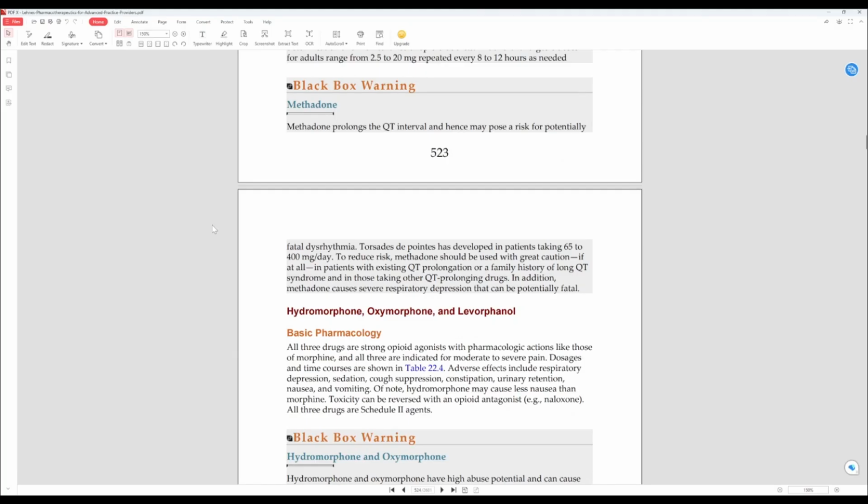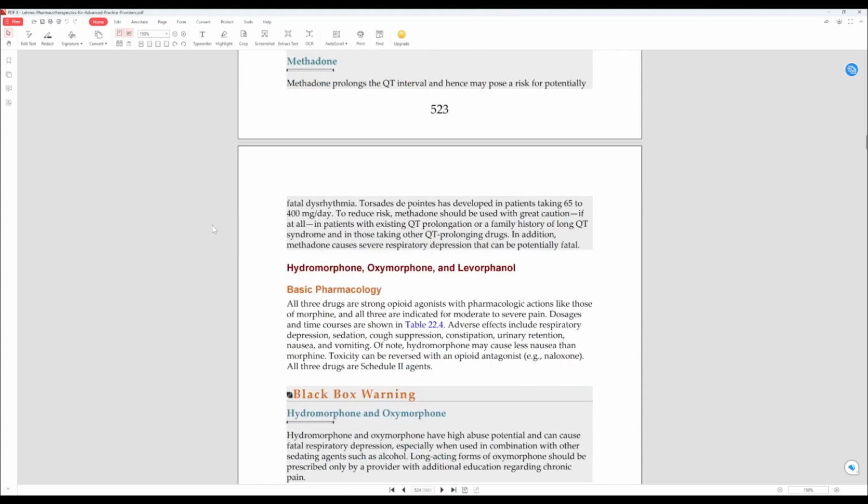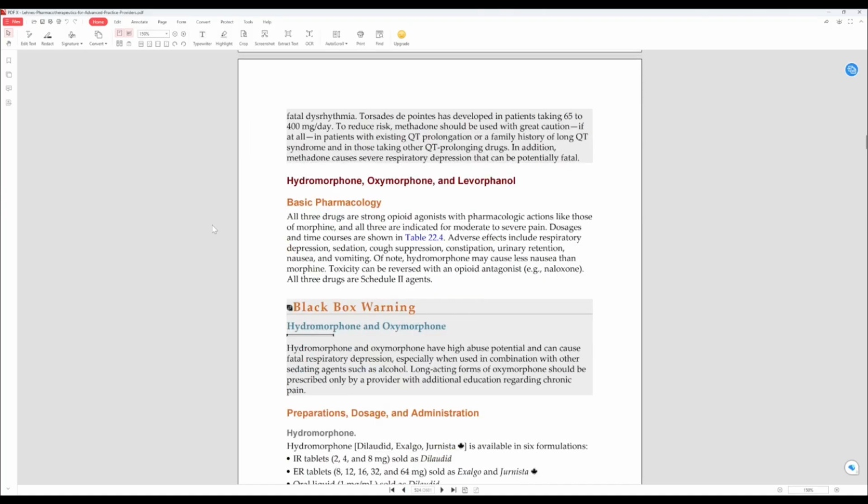Again, methadone prolongs the QT interval and therefore poses a risk for potentially fatal dysrhythmias. Torsades de pointes has developed in patients taking 65 milligrams to 400 milligrams per day. To reduce that risk, methadone should be used with great caution, if at all, in a patient with an existing QT prolongation or a family history of long QT syndrome, and in those taking other QT prolonging drugs. In addition, methadone causes severe respiratory depression that can be potentially fatal.